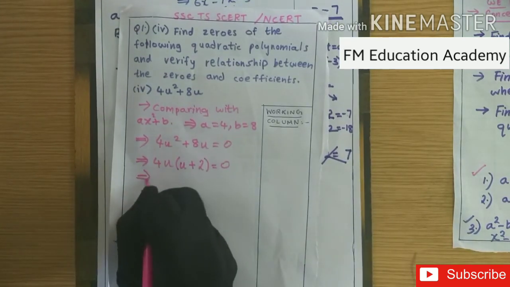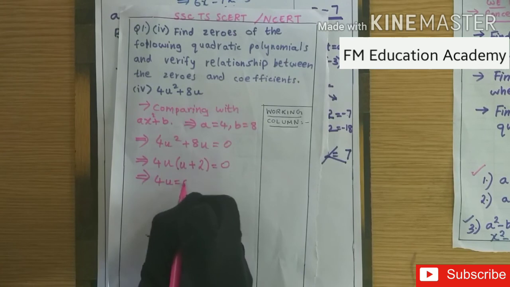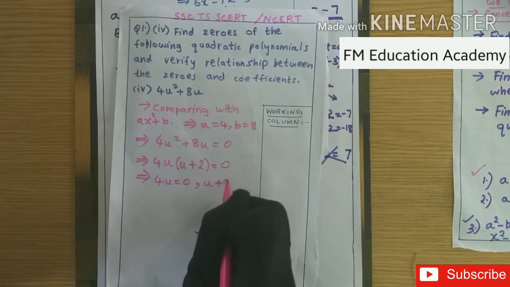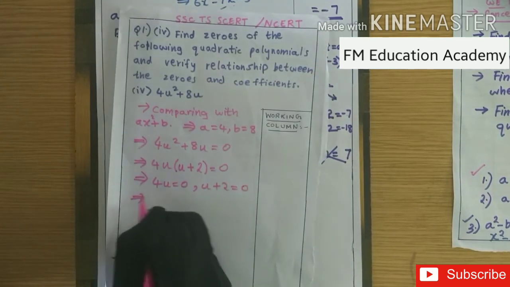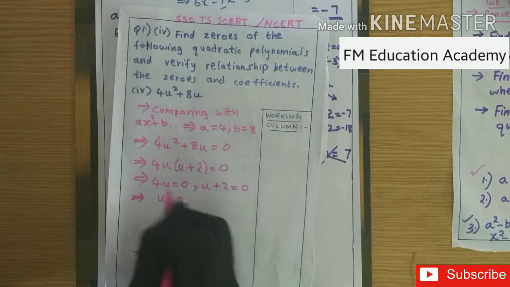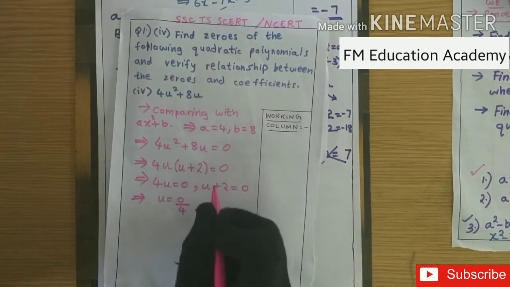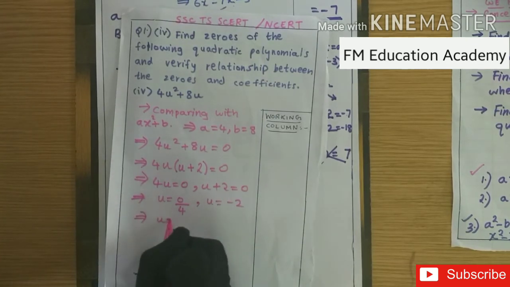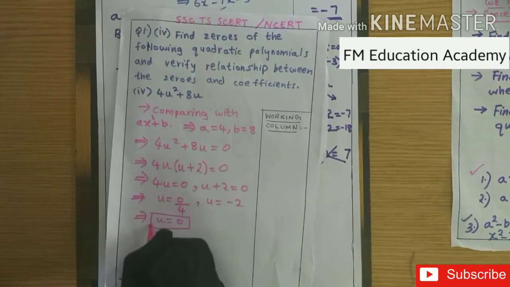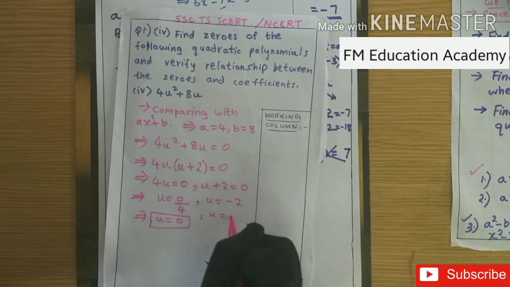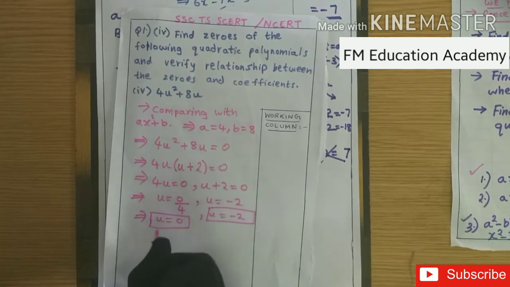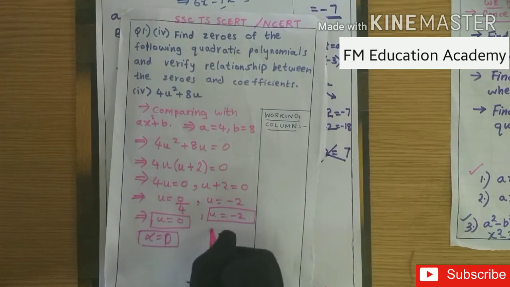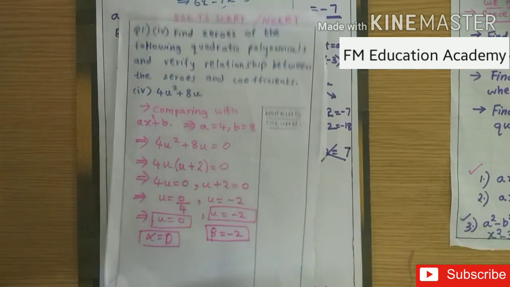So what does it mean? This 4u is equal to 0 and this u plus 2 is also equal to 0. So 4u is equal to 0 means u is equal to 0 divided by 4, and u is equal to minus 2. 0 by anything is 0. So 0 by 4 is 0. One zero I got as 0 and the other zero I got as minus 2. So what is the alpha I got here? 0. And what is the beta I got here? Minus 2.